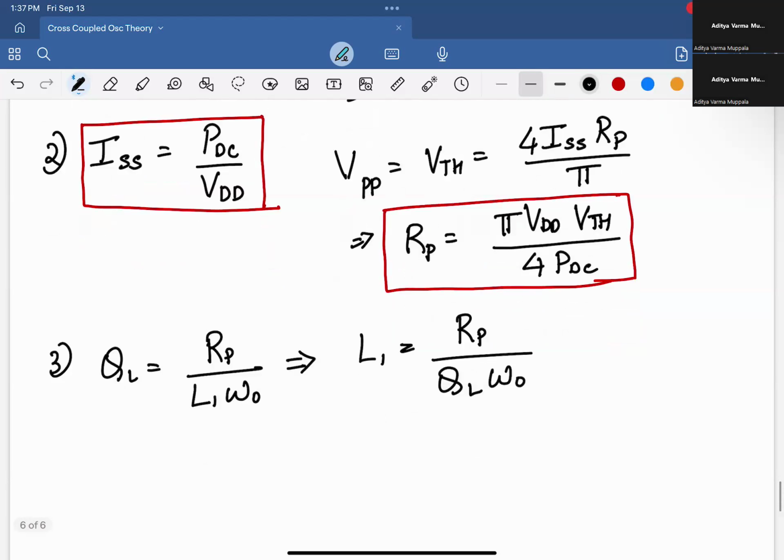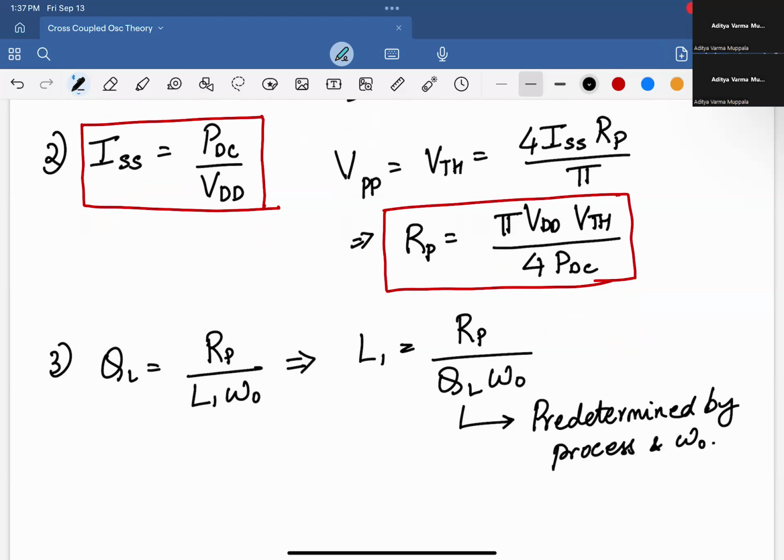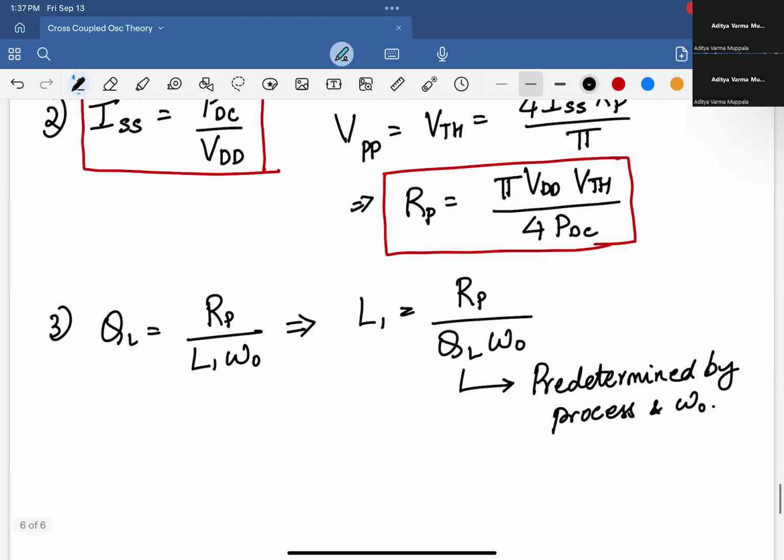And I should mention here that QL is predetermined approximately by the process and omega naught. So you have to basically try different inductor layouts. I already made a video on how you can parameterize on-chip inductors and transformers. So you can look at that and see, okay, you simulate different sizes and see what is the best Q you can get.